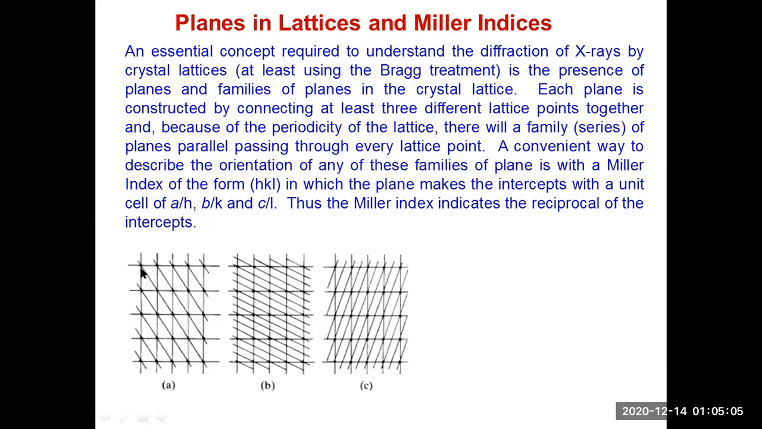In this class, it has been shown how the planes are formed. You can see these planes in figure A, how these planes are formed with respect to different orientations. You can just see this. Figure A, figure B, and figure C represent how the planes are formed with different orientations. So this is about the formation of the planes in the lattices.